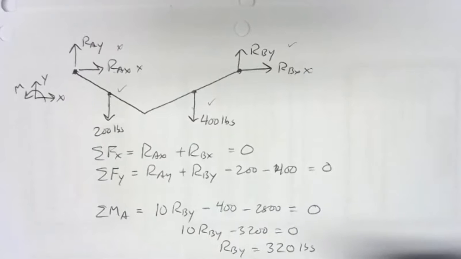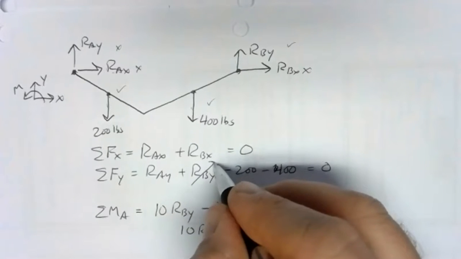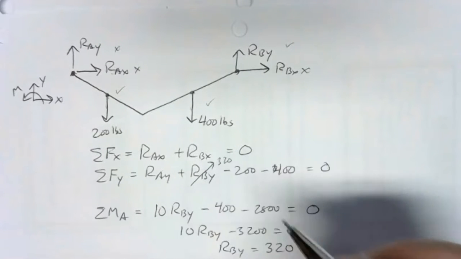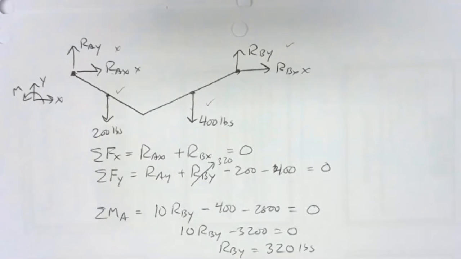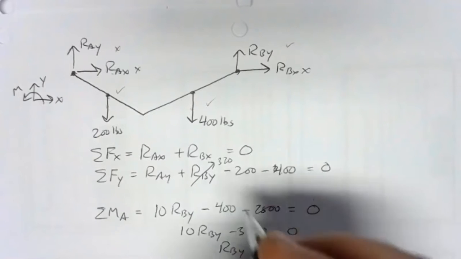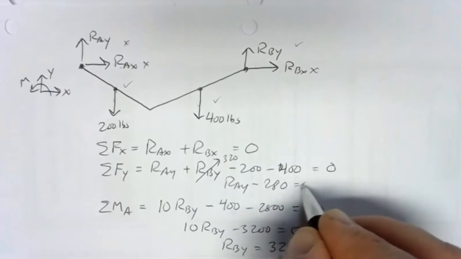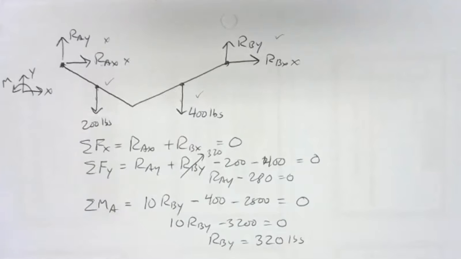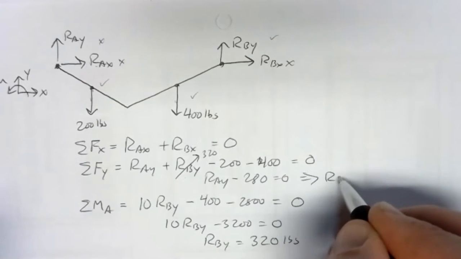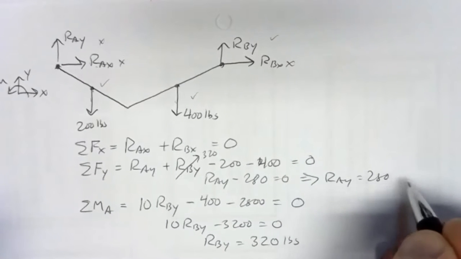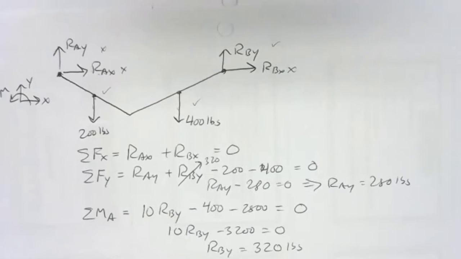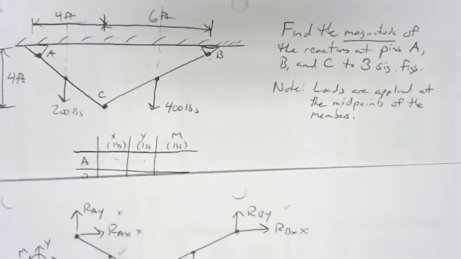We can now go back to our y direction equation. RBY is 320. If we take 320 and subtract off 200, and we subtract off 400, we get negative 280 there. So RAY minus 280 equals 0. So RAY has got to equal 280 pounds. So RAY is 280.